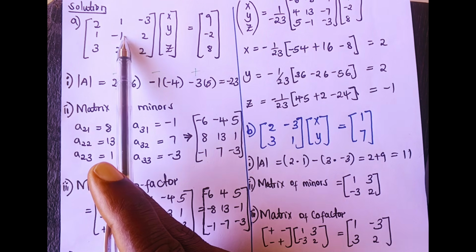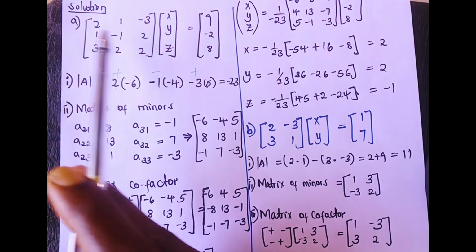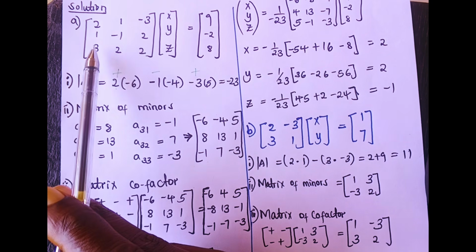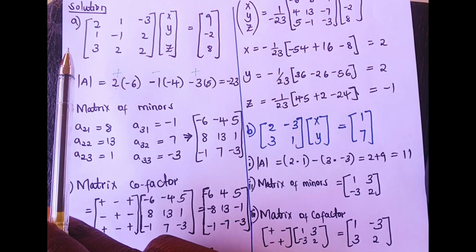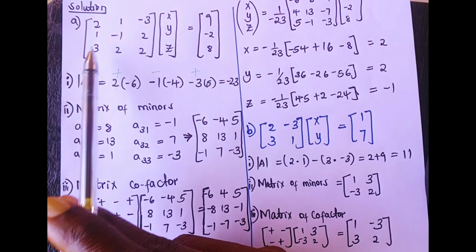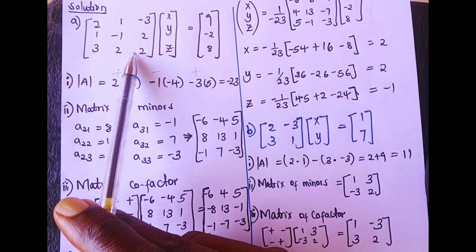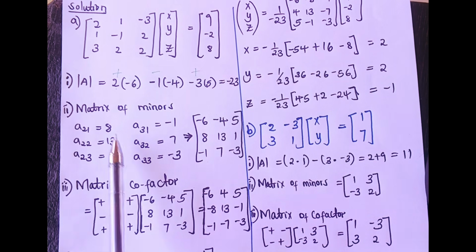Also for negative 1, we ignore the row and the column. So it will be 2 by 2, which is 4. We subtract 3 by negative 3, which is negative 9. So it's 2 multiplied by 2, which is 4, and 4 minus negative 9 will be 13.